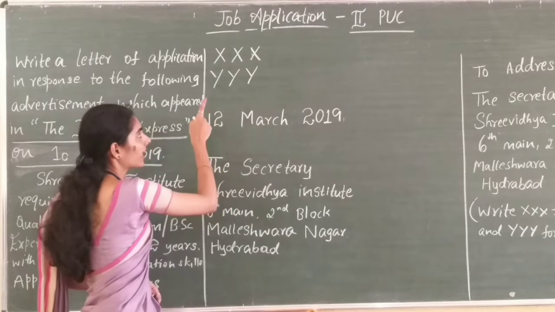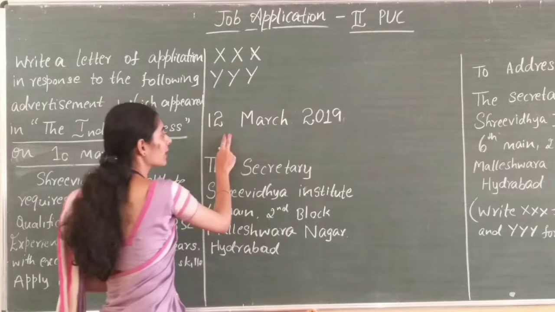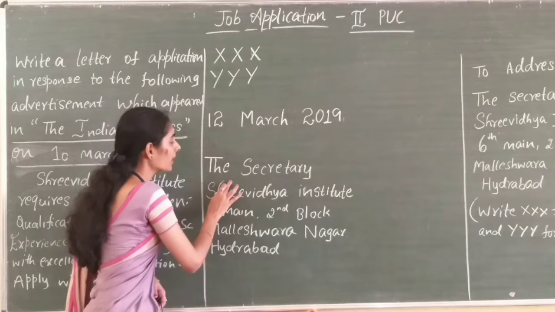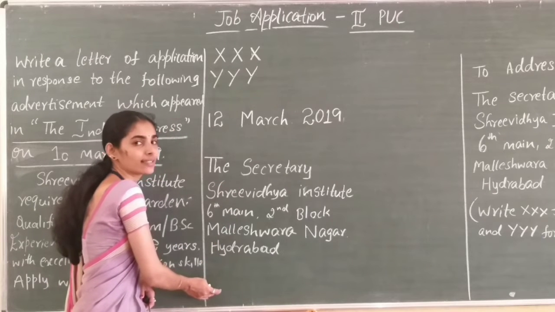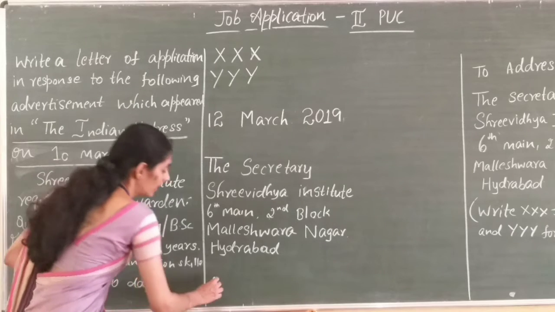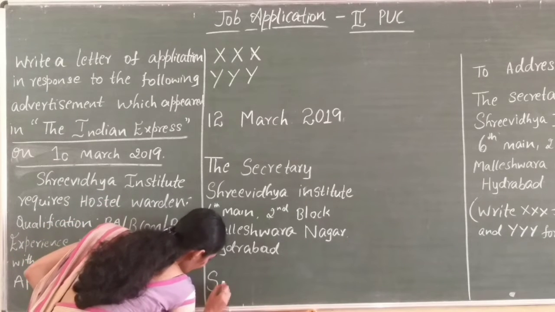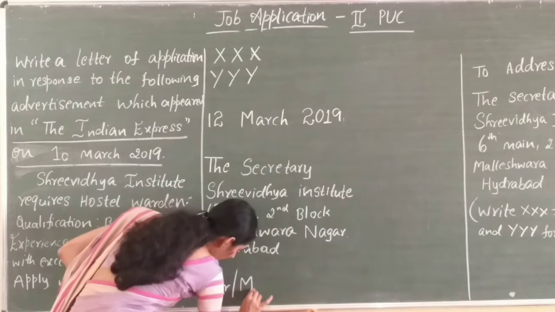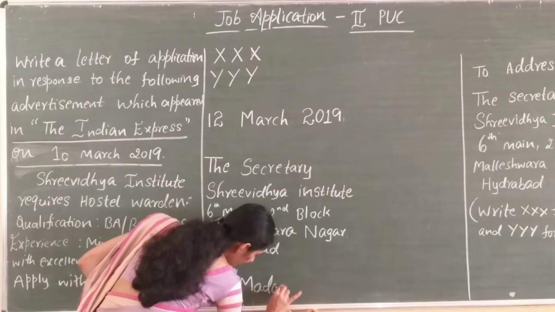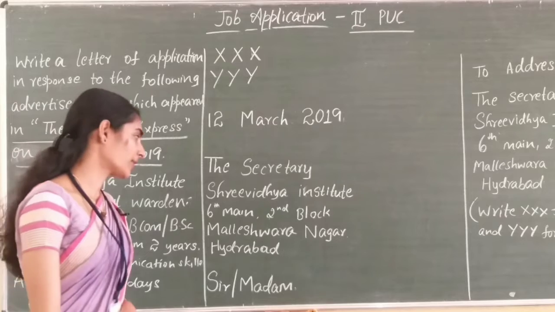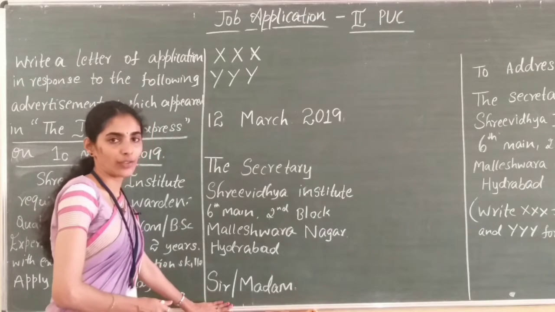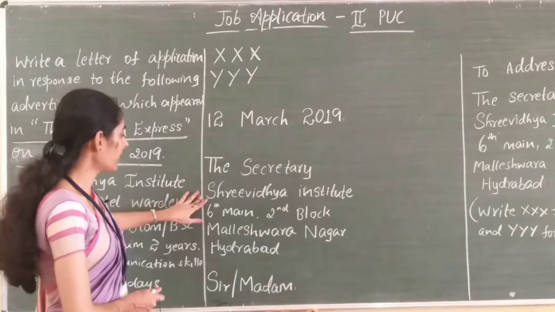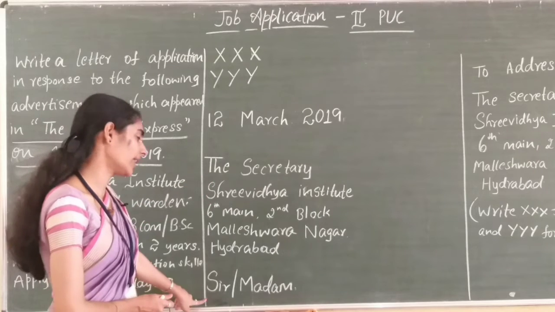Remember, sender's address XXX YYY, then leave a line, then there should be the date and then the to address. So now after the to address there should be a salutation. What do you have to write? Sir or ma'am or madam. Write madam. Okay, sir, madam. So I hope you understood till the salutation. So XXX, 12th, sender's address, date, to address and then salutation.